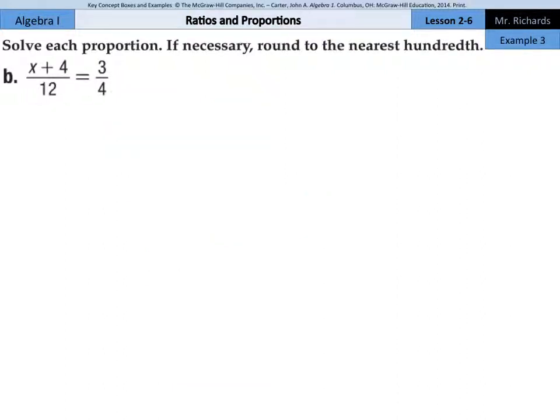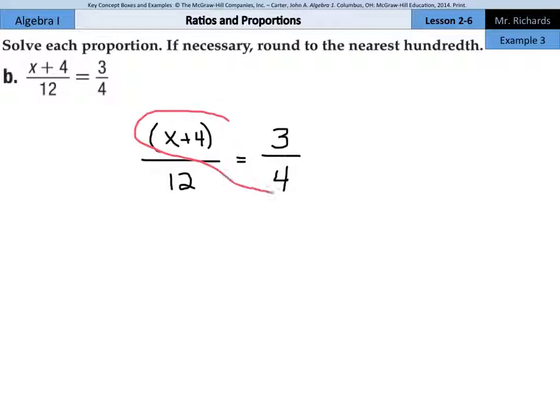Now this is a fun question. x plus 4 over 12 equals 3 over 4. Let's rewrite this. And I'll put this x plus 4 in parentheses, over 12, is going to equal 3 over 4. And the reason why I'm going to put this in parentheses should be pretty clear in a moment. We're going to multiply the 4 by the x plus 4. And we'll set that equal to the 12 times 3.